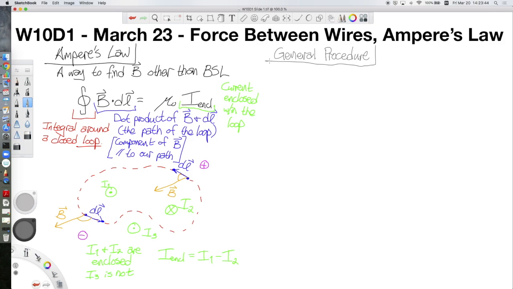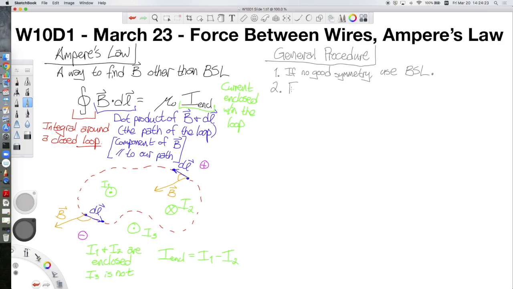So, the first step is to check the symmetry of the problem. If there's no good or easy symmetry, don't use Ampere's law. Use Biot-Savart law. Biot-Savart law is not always easy to evaluate, but it is a brute force mathematical approach that will always work to the extent that you are able to do the integral that you write down. So, Ampere's law is usually better for situations with nice symmetry that we'll see in a second.